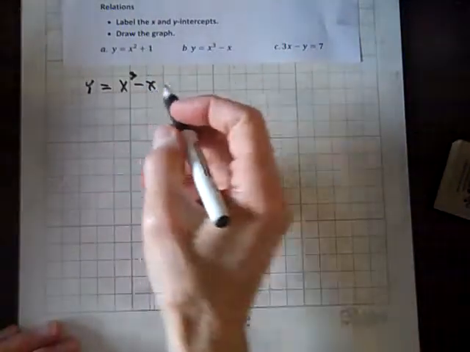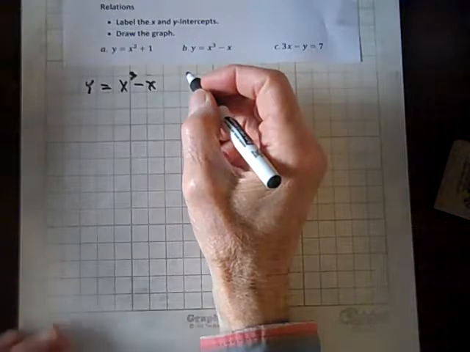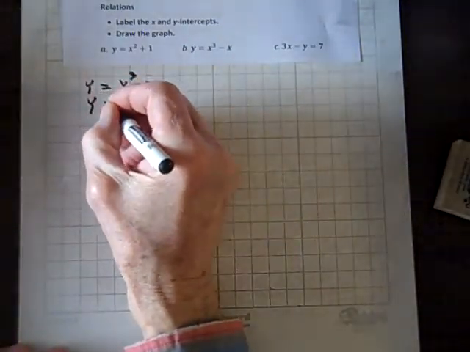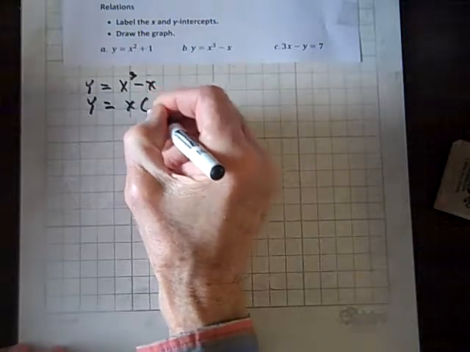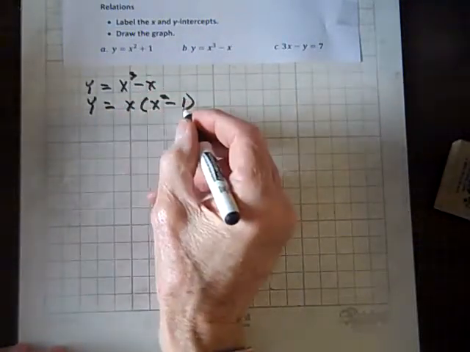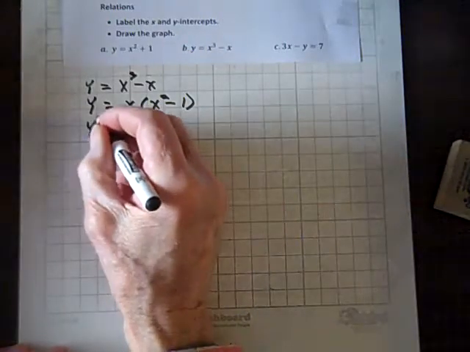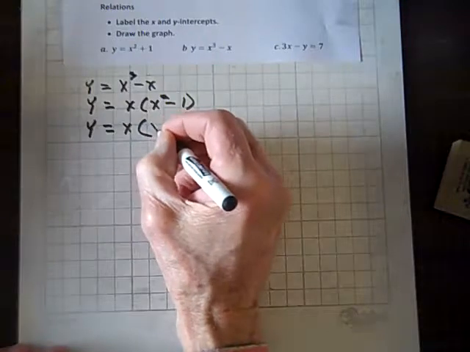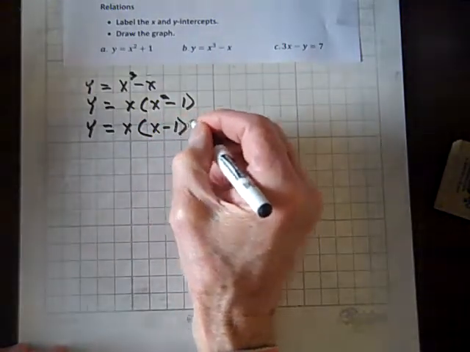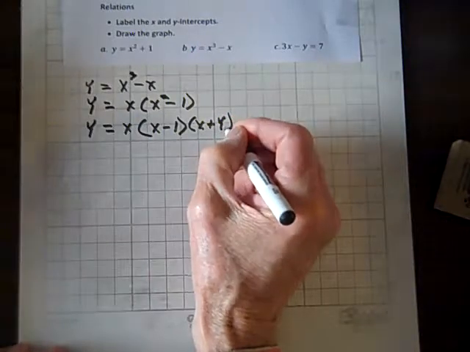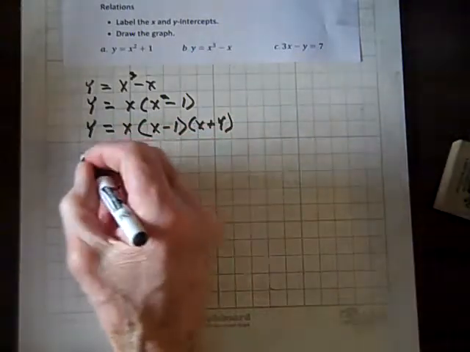Well, now we're going to graph y equals x cubed minus x. The first thing we're going to do is factor that, because it factors. We can factor an x out, and we get x squared minus 1. Now this factors, that's a difference of 2 squares, so we get x times x minus 1 times x plus 1. So let's deal with the x and y intercepts.